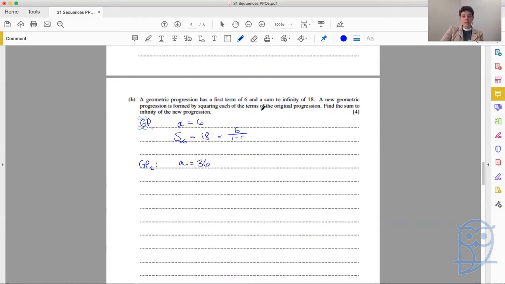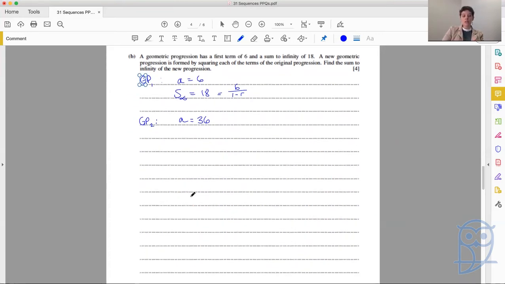So we've now got to get the sum to infinity of the new progression. We've got the a, but we don't have the r. But if we can get the second term of the first GP, we can get the second term of the second GP, and we can start working to build our body of knowledge. So this one, it's about tracking where you are and where you're going to make sure that you're on the right track. So we're going to start out by finding r of that first GP.